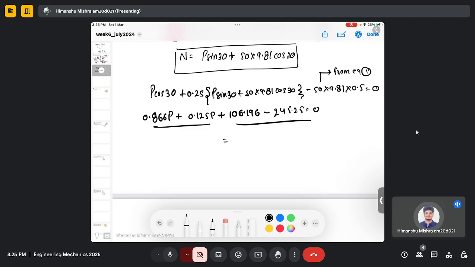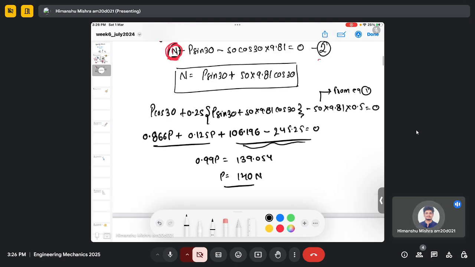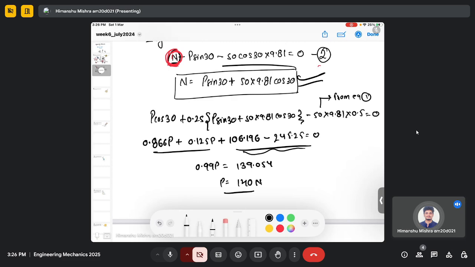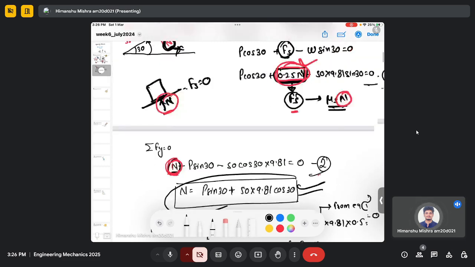So you can club this p expression together and this expression together. At the RHS I am clubbing this term, it will be 139.054, and this will be 0.866 plus 0.125, it will be 0.99p. So p will be approximately 140 Newton. So this is my p, and if you want to find n, you just substitute p in any of these equations, either in this box equation or equation 2 or equation 1.